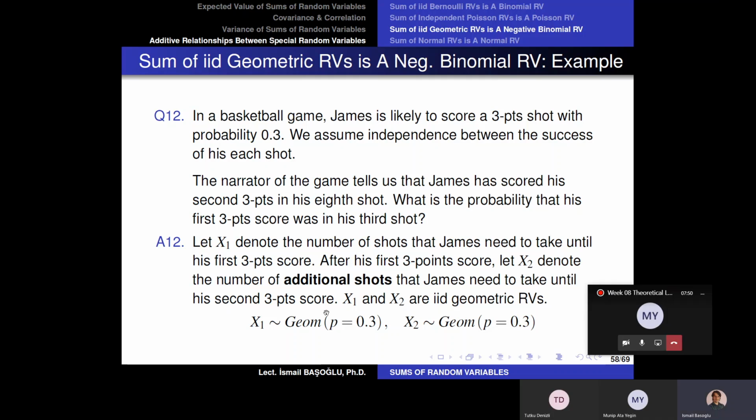Now we know that the geometric random variable is memoryless, just like the exponential random variable. And because at every trial, James is independently scoring these shots, X1 is a geometric random variable with success probability 0.3, and X2 is also identical to X1, but independent from that. So both X1 and X2 are geometric random variables with success probability 0.3.